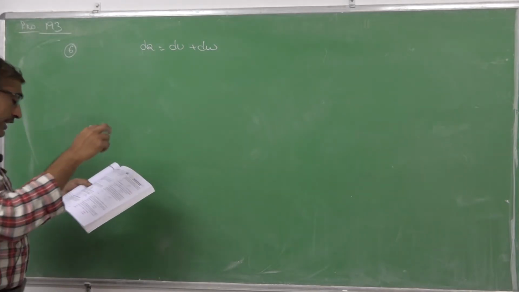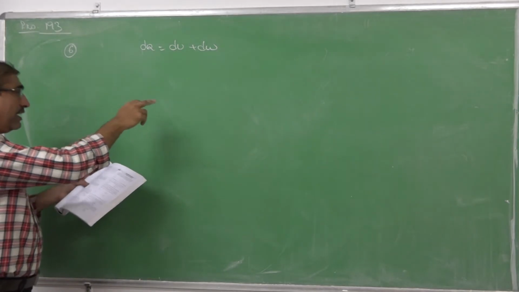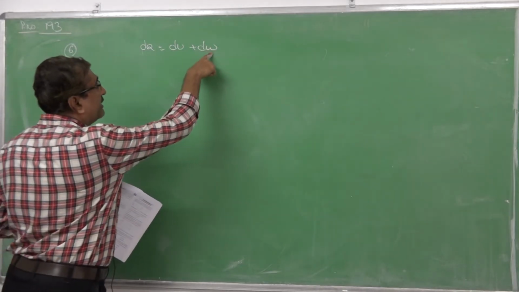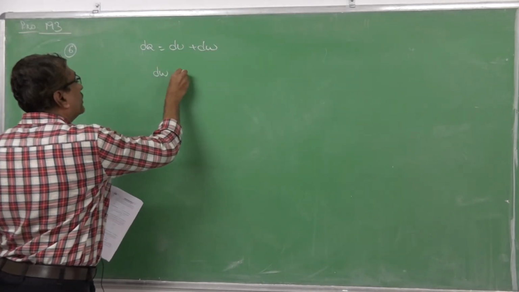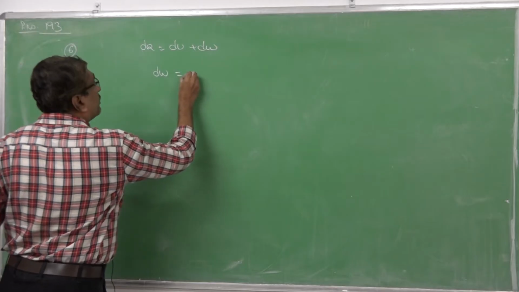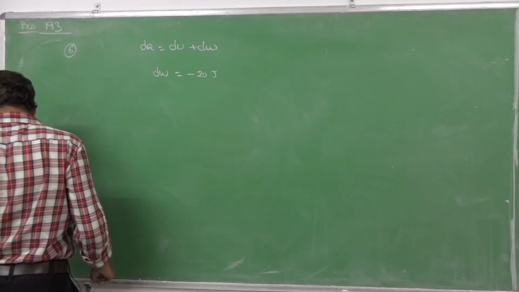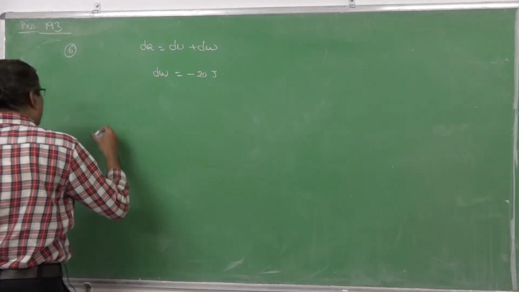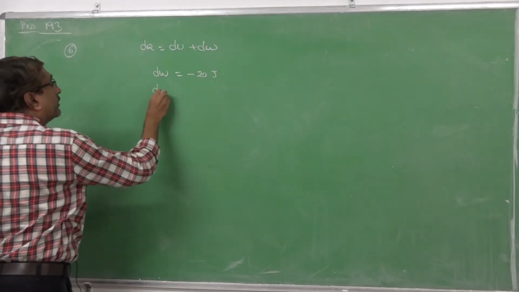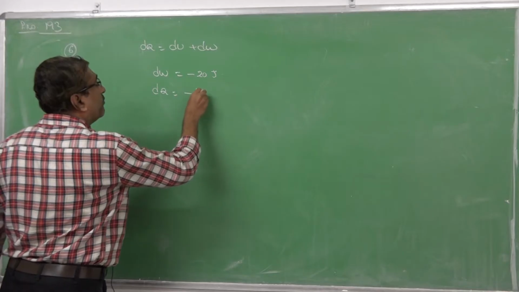Now here it is given that work is done on the gas. Work is done on the gas means dW is negative. So that is given as 20, so we have to take minus 20 joule. Next, 40 joule of heat energy was released. That means dQ released is also negative, minus 40 joule.